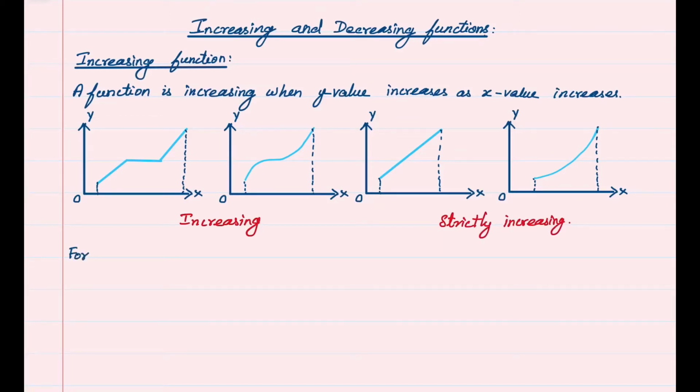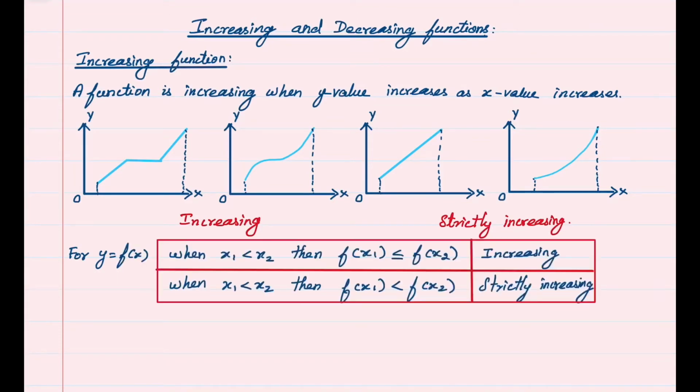Now for a given function y is equal to f of x, when x1 is less than x2 and f of x1 is less than or equal to f of x2, like in the first two figures, we say that the function is increasing in that given interval. And when x1 is less than x2 and f of x1 is strictly less than f of x2, as in the third and the fourth figures, we say that the function is strictly increasing. Notice the sign which we use here.